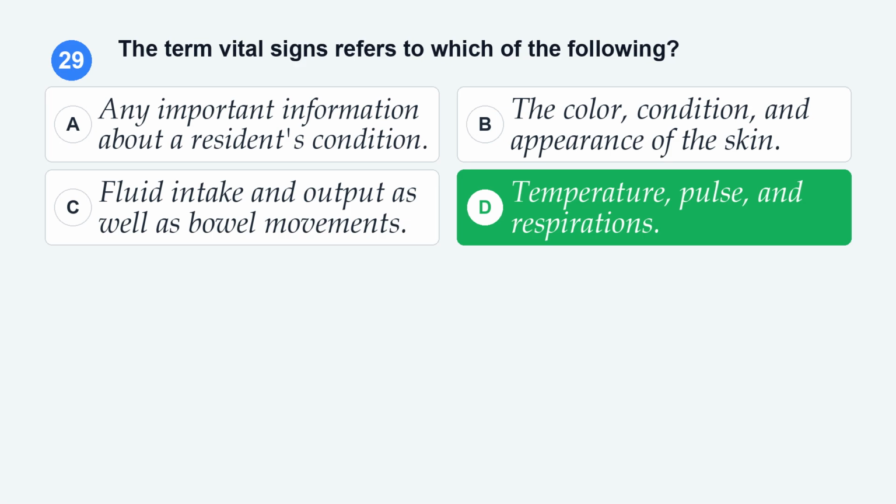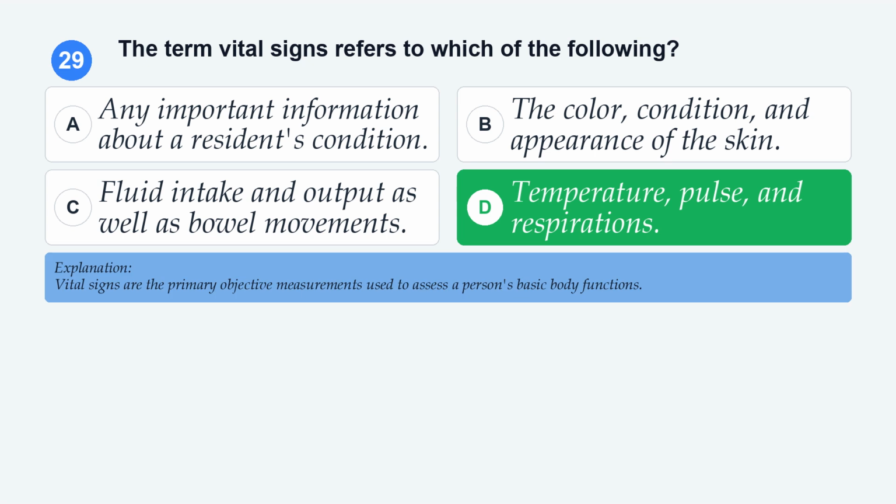The correct answer is option D. Temperature, pulse, and respirations. Explanation. Vital signs are the primary objective measurements used to assess a person's basic body functions.